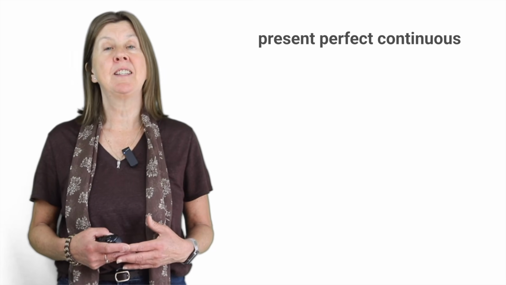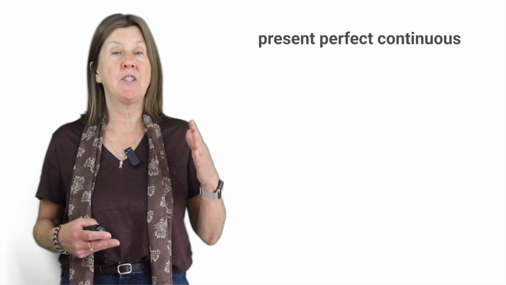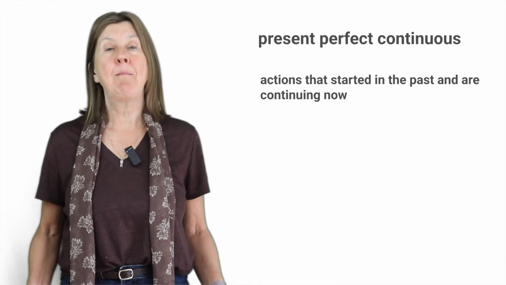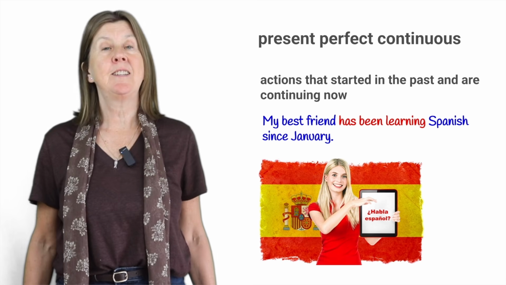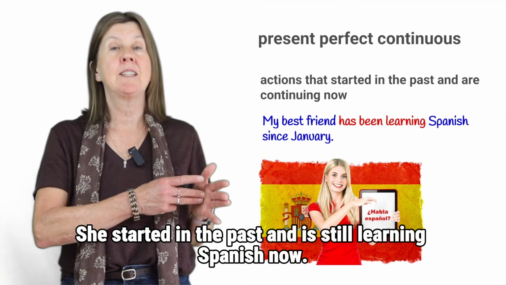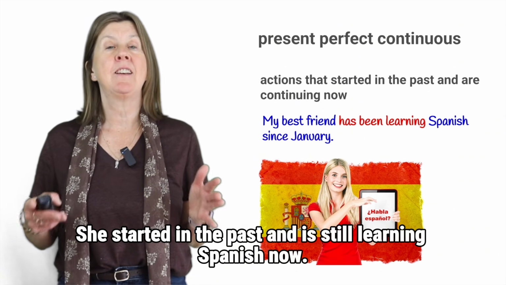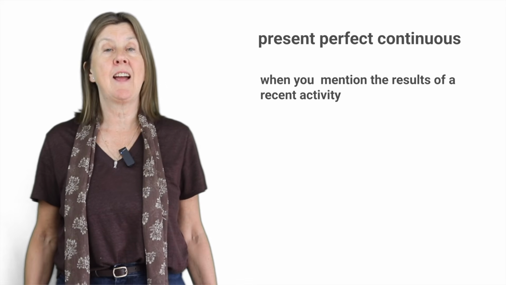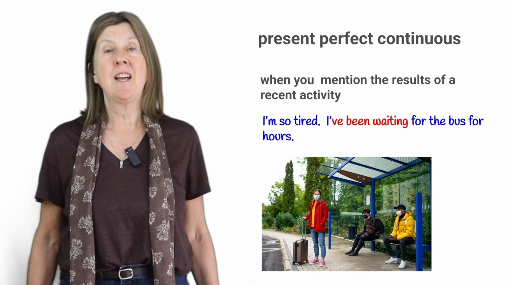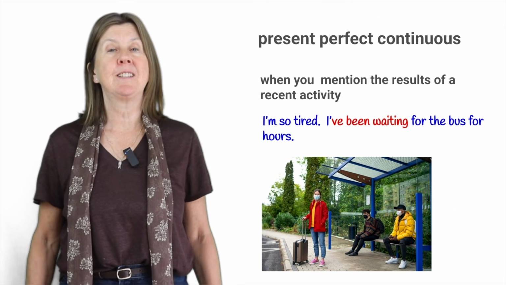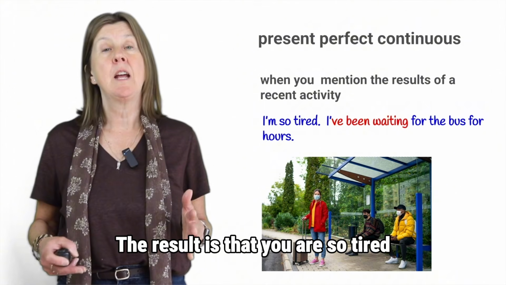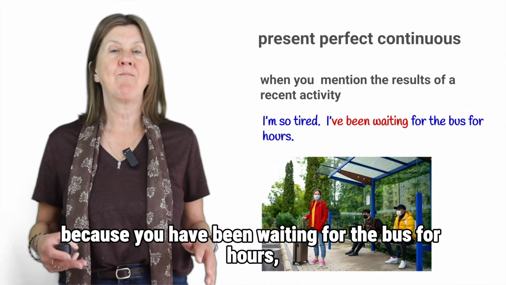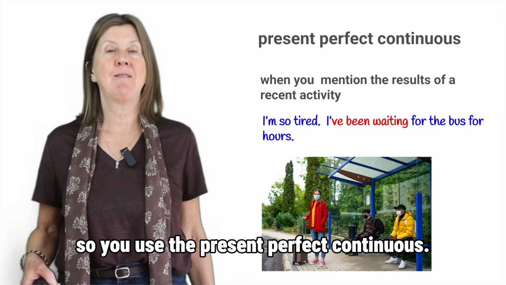The present perfect continuous is used to talk about actions which started in the past and continue now. For example, my best friend has been learning Spanish since January. She started in the past and is still learning Spanish now. It's also used when you mention the results of a recent activity. I'm so tired. I've been waiting for the bus for hours. The result is that you are so tired because you have been waiting for the bus for hours. So you use the present perfect continuous.